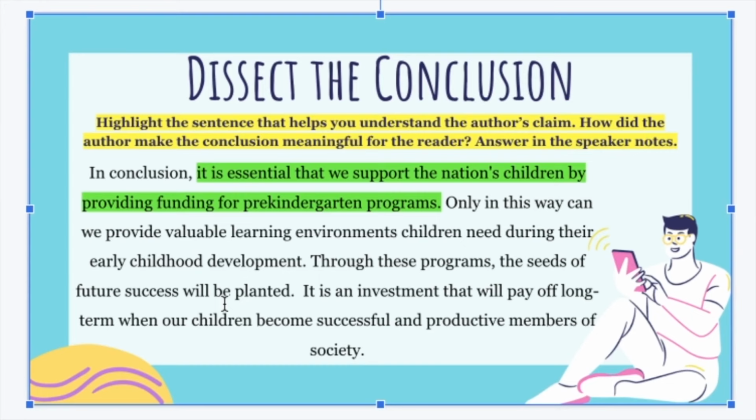So what this author did here is that they made it meaningful to the reader by showing how children, maybe their children, can become successful and productive members of society by going to a pre-K program. And don't we want all children to have that option? So that's what the author is saying here. Don't we want all children to be successful and productive? If so, then you should consider funding. So they kind of related to their emotional side, especially if they have kids.